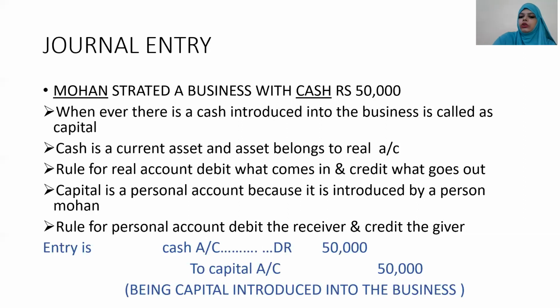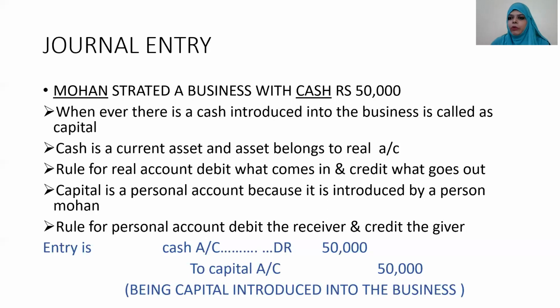We have not written Cr in the lower portion because we have already written To, which means it belongs to the credit part of the business. And 50,000. We have left a gap from the cash to the amount, and there should be a gap when we write To. This is the proper way of writing a journal entry.